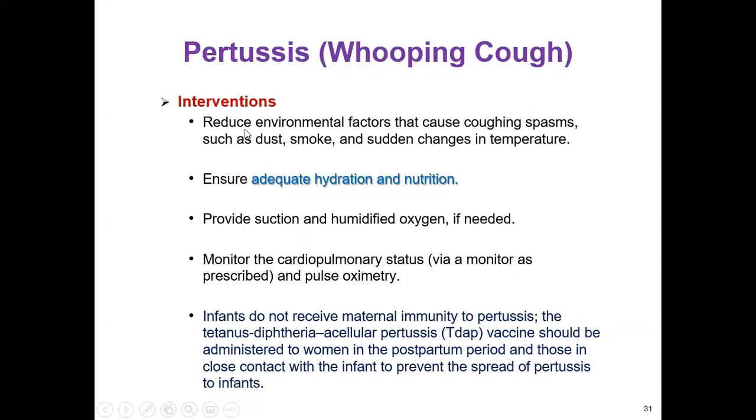Next is intervention. We reduce the environmental factors that cause the coughing, like dust, smoke, and sudden change of temperature. Adequate hydration and nutrition are important for whoever has whooping cough. Provide humidified oxygen and monitor cardiopulmonary status. Infants do not receive maternal immunity to pertussis. The tetanus, diphtheria, pertussis (DTaP) vaccine should be administered to women in the postpartum period and those in close contact with the infant, to prevent the spread of pertussis to the infant.